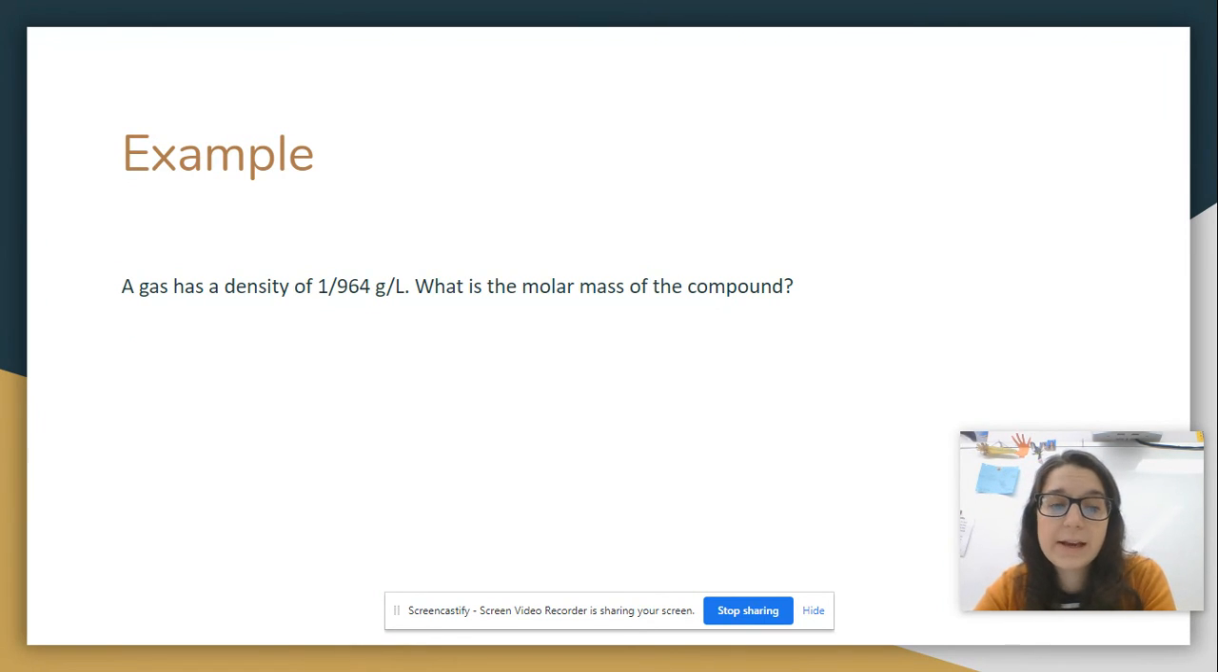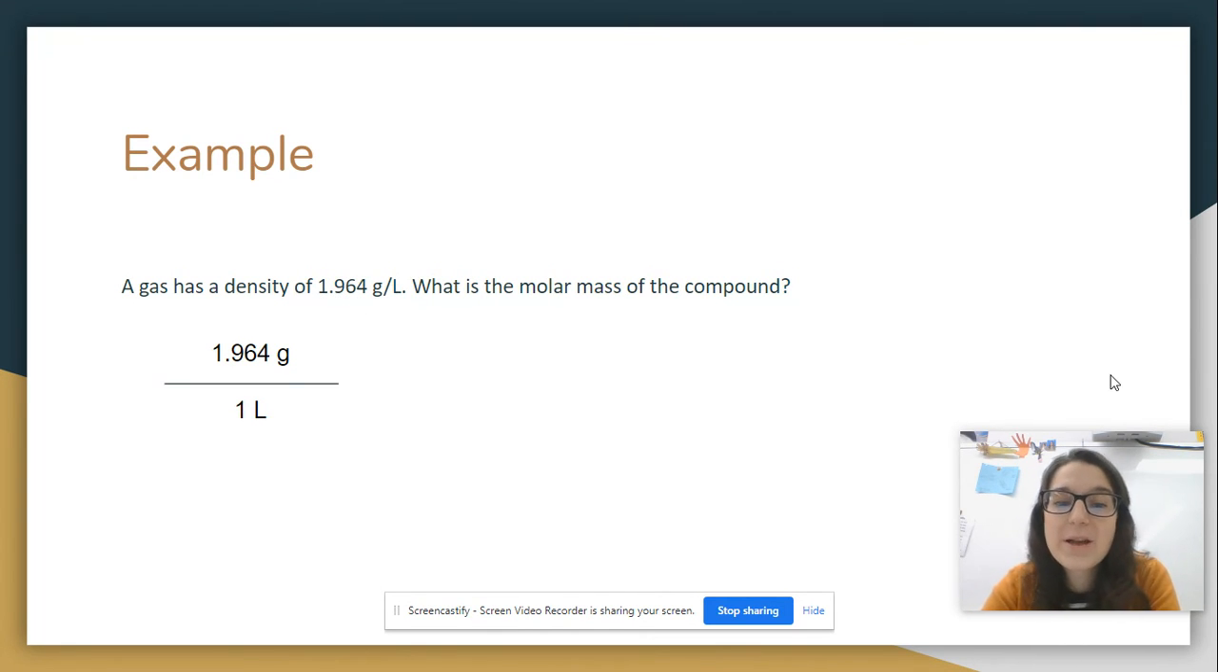If a gas has a density of 1.964 grams per liter, what is the molar mass of the compound? This grams per liter is just like grams per mole. We can write it like 1.964 grams over 1 liter, which just helps with our dimensional analysis. We want to know the molar mass of the compound. What is the unit for molar mass? It's grams per mole. So this grams we want to keep as is, but we want to cancel out this liters and somehow turn it into moles, which, given the molar volume, we can easily do.